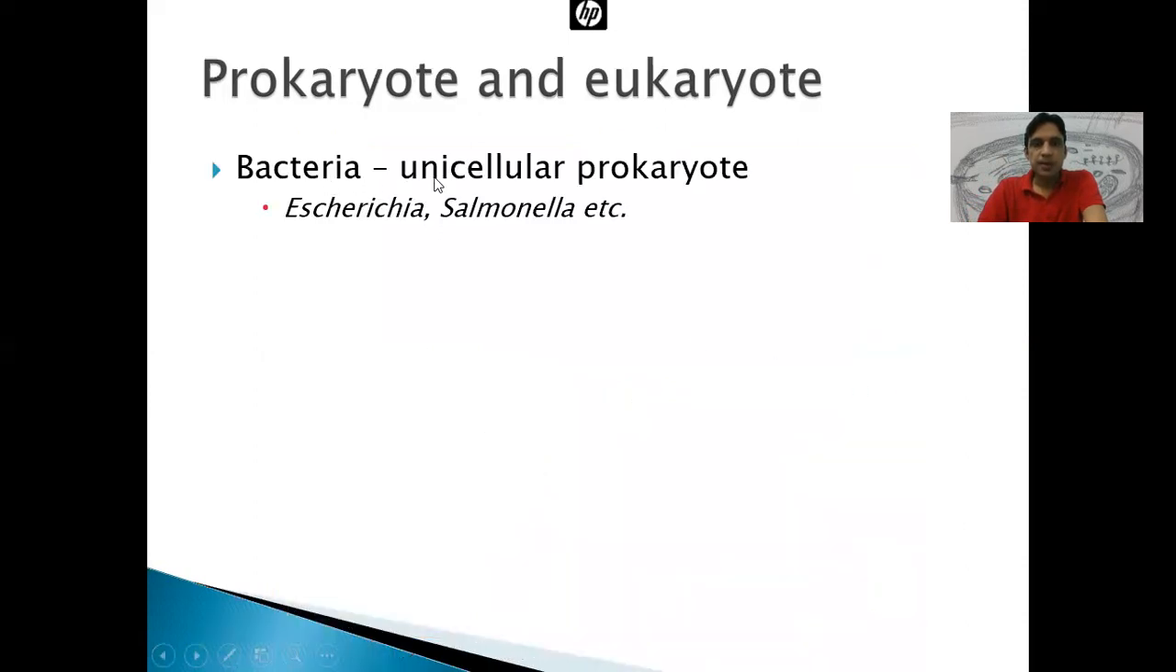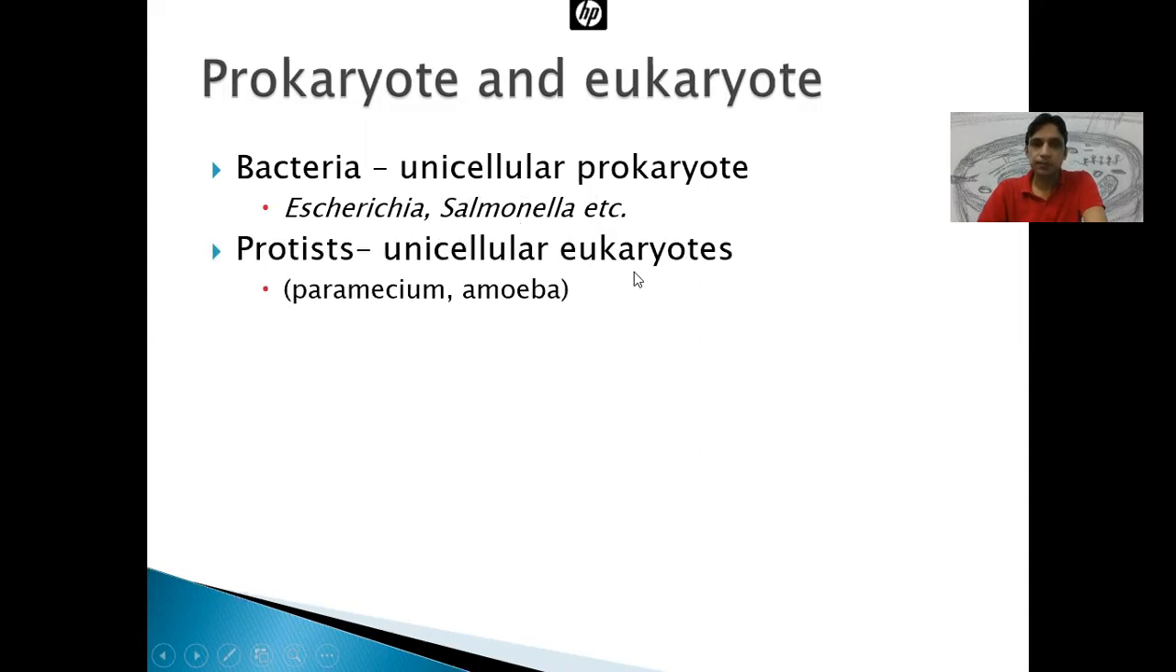And bacteria is an example of a unicellular prokaryote. Since it's made up of one cell, it is unicellular, and that one cell is prokaryotic, so it is a prokaryote. Its examples are Escherichia and Salmonella. They're not very nice bacteria, but Escherichia, one of the species, Escherichia coli, which is commonly called E. coli, helped mankind a lot, and we used it for our research purposes in the lab.